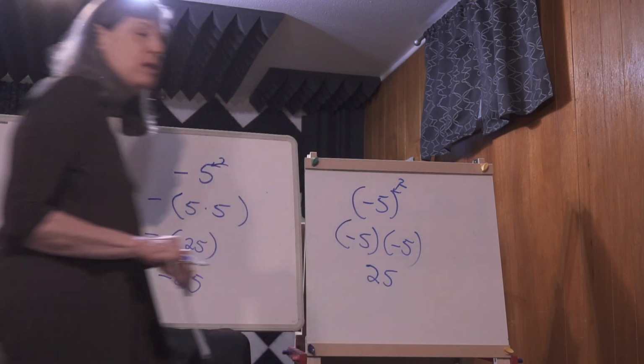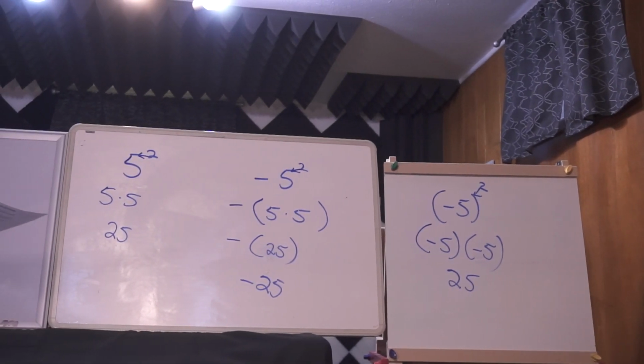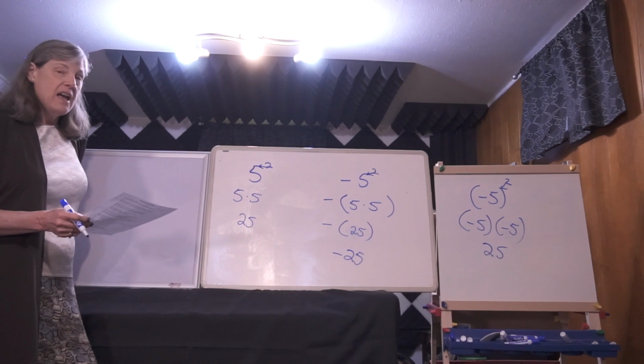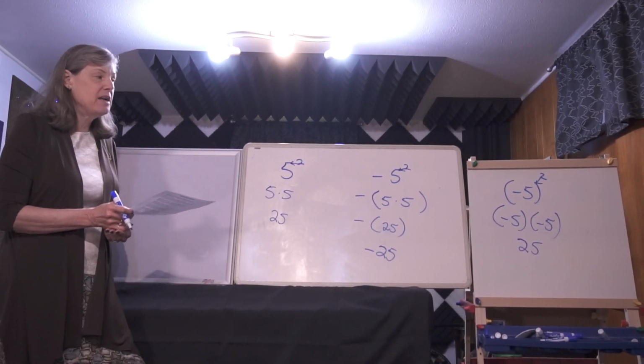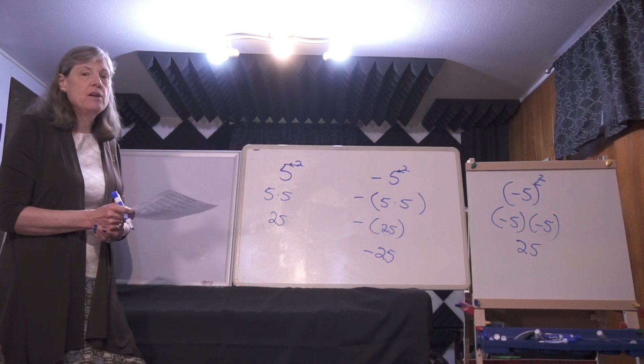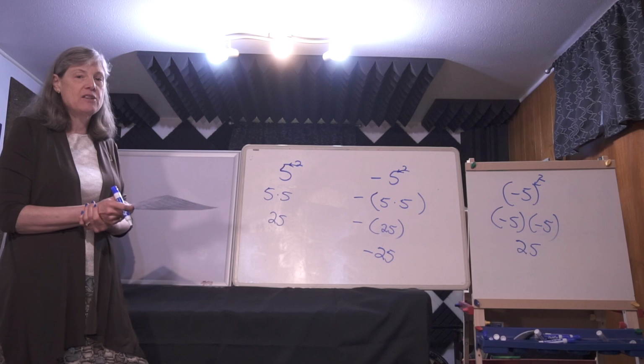So again, here's 3 different ways to look exactly at what is the base. And remember, the definition of an exponent problem is multiply the base by itself the exponent number of times. Next, we're going to talk about the exponent rules.